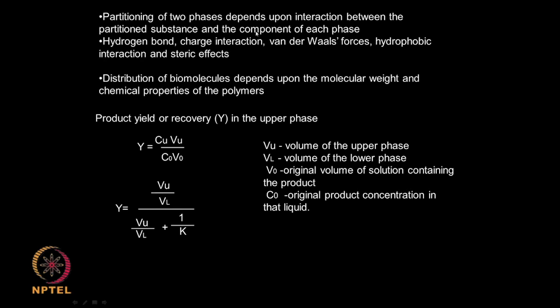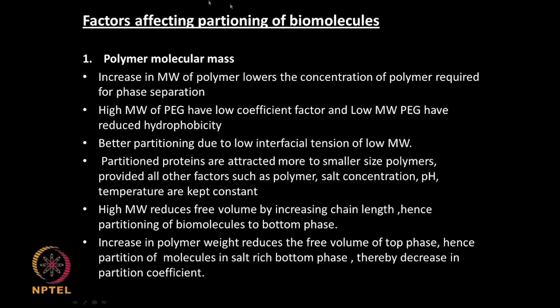So, the partitioning of two phases depends on interaction between the partitioned substance and the component of each phase. So, you have hydrogen bond, charge interaction, van der Waals forces, hydrophobic interaction, steric effects, all these, and the distribution of biomolecules depends on the molecular weight and chemical properties of the polymer, okay, how much interaction it is offering towards the biomolecule. So, what are the factors affecting partitioning?